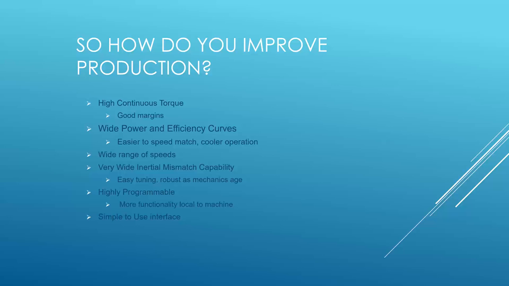We have a very wide inertial mismatch capability. It makes tuning easy, and also makes the tuning very robust, so as mechanics age, you don't end up having to go in and retune your mechanisms. So we're very robust in this, and I'll show you some pictures showing this later. Highly programmable. We can use a lot of functionality local to the axis and within the machine instead of having to distribute it out to get the intelligence. And we'll show you some applications of that as well. We have a simple-to-use interface that's available free on the web.